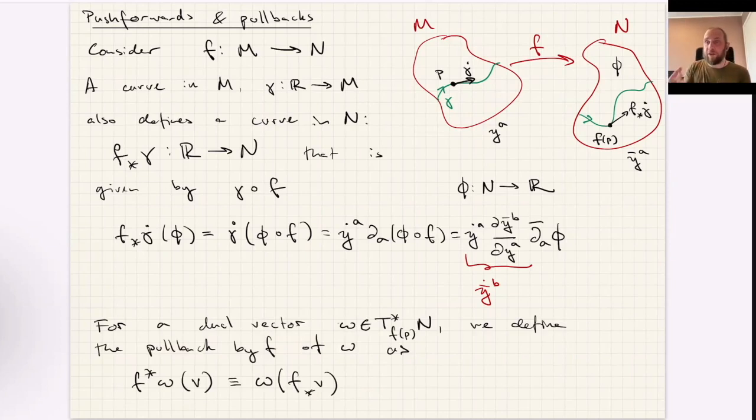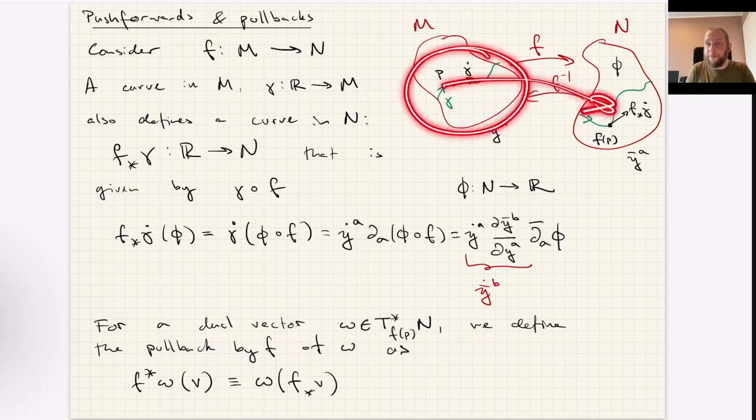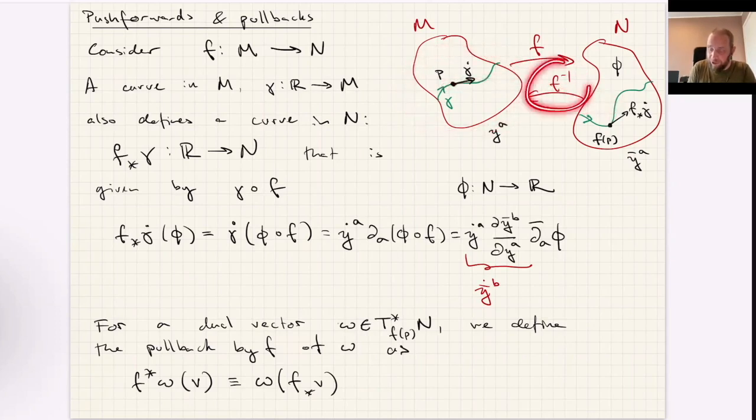Okay, so in general, of course, if f is invertible, so let's assume that we can invert f, then we can use f inverse to pull dual vectors from here to there, and vice versa. We can use f inverse to push tangent vectors from N to M. So if f is invertible, then we can relate any dual vector or tangent vector living in M to a dual or tangent vector living in N. Any questions?